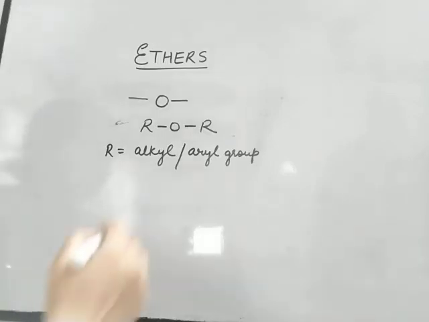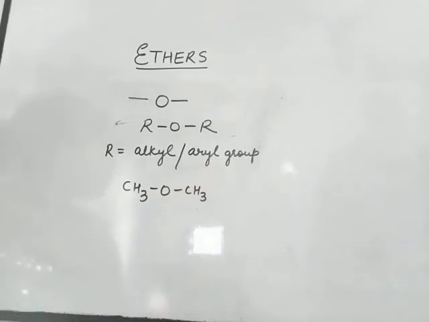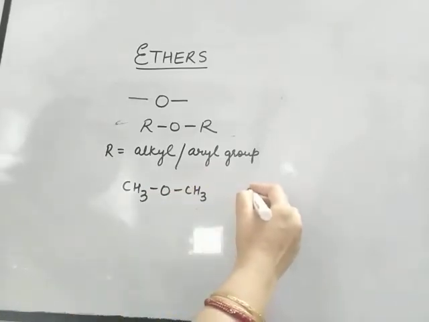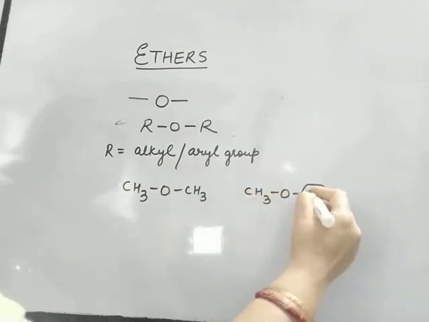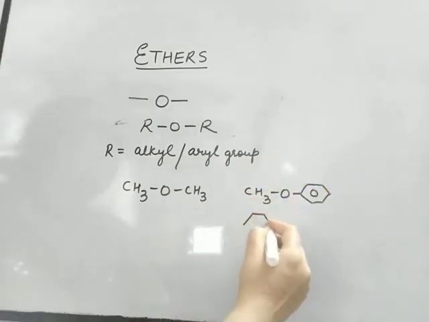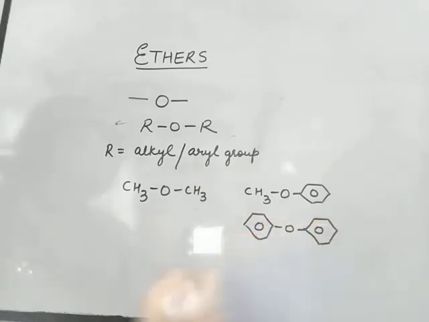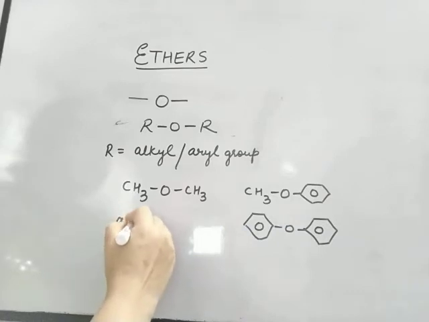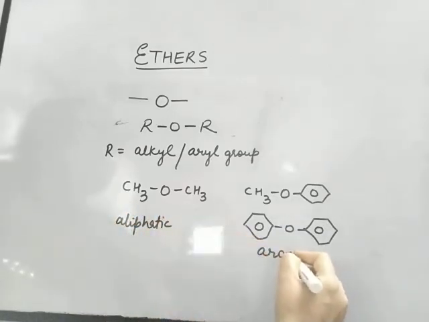For example, we can have such type of ethers. These are aliphatic ethers. We can have such type of ethers, or so these are aliphatic and these are aromatic ethers.